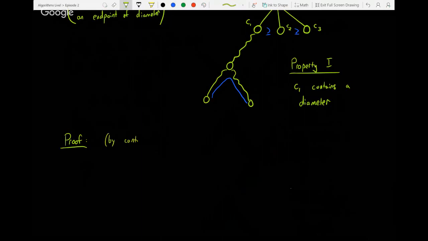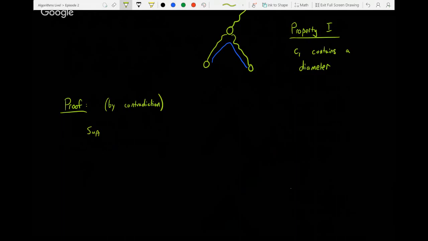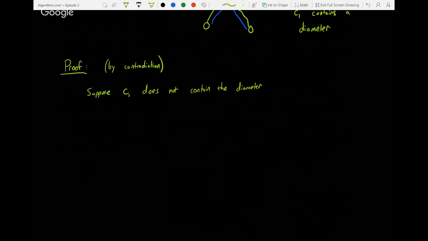So here's how this works. The first thing I'm going to do is assume the opposite. Suppose that C1 does not contain the diameter. And then we're going to have a problem. Here's the root of my tree. Here's C1. It's got whatever its depth is, it's got some path of that depth. So D1 is equal to D of C1, and I'll call this length here D1.